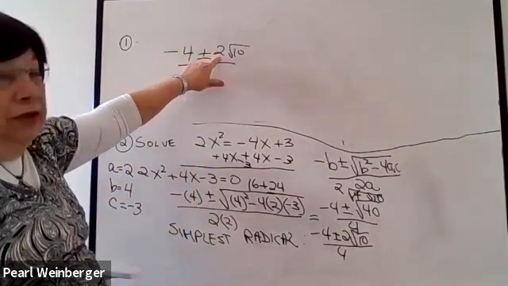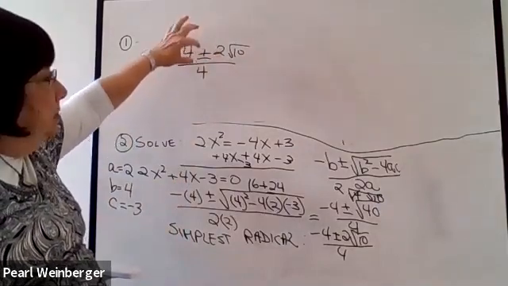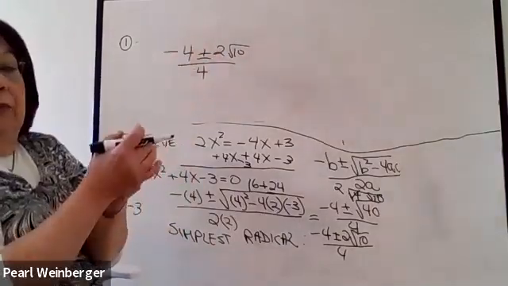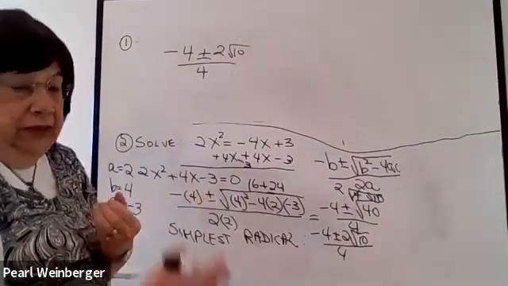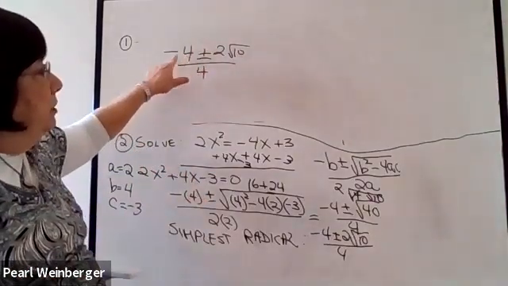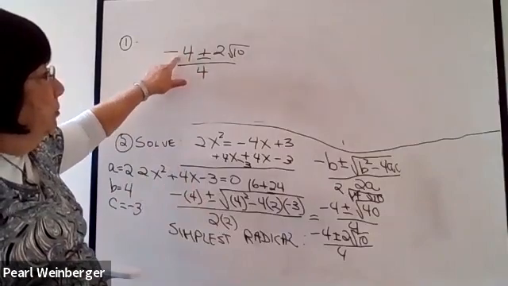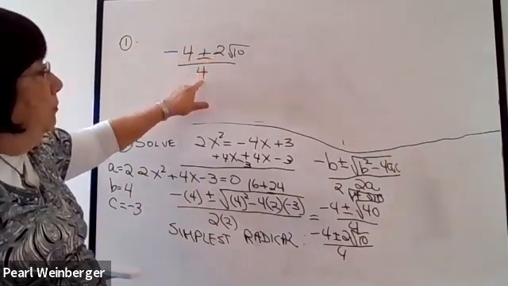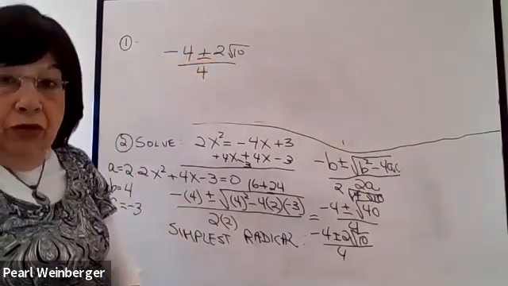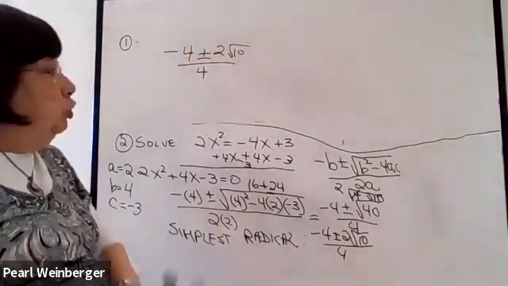Remember, I have to only look at the numbers outside the radical, because I can't divide a number outside a radical by a number inside a radical. So I can only look at the numbers. So this is a 4, a 2, and a 4. Obviously, all those can be divided by 2.